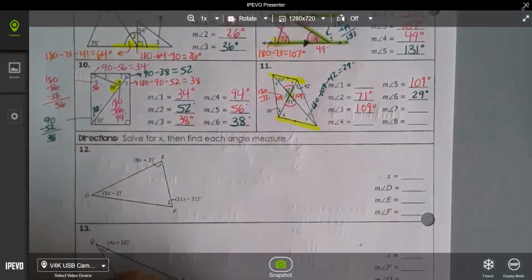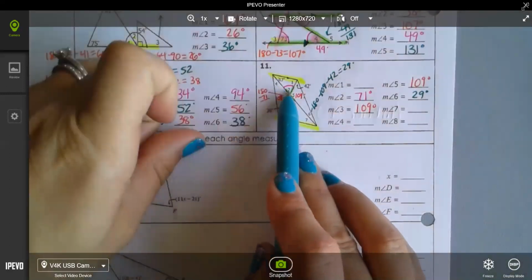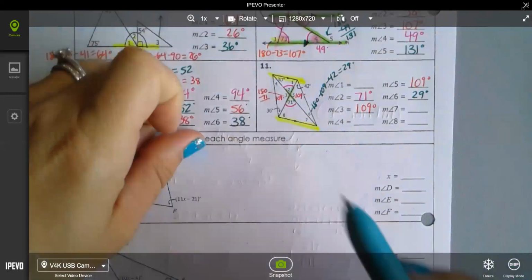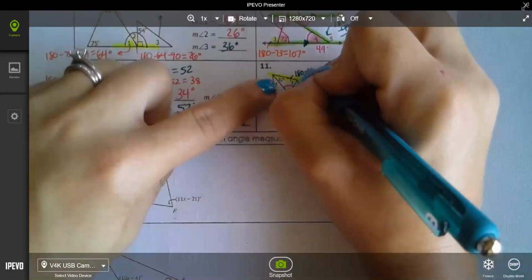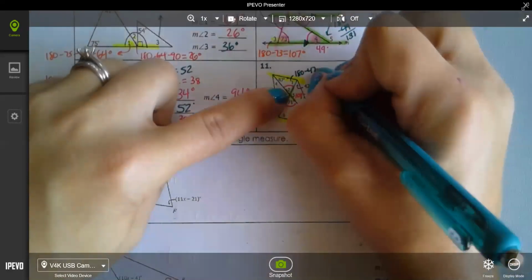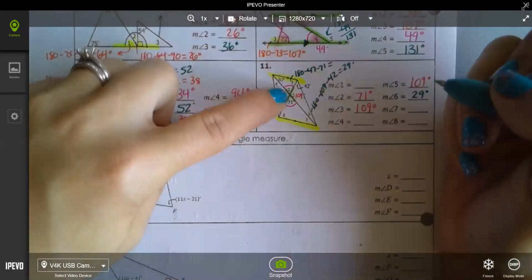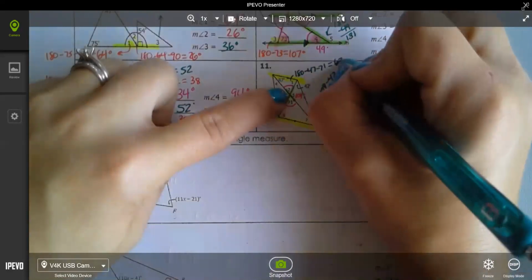Okay, let's see, where else can I go? I know that that's 47, and I know that number 2 is 71, which means I can find out what angle 1 is. That's going to be 180 minus 47 minus 71. And I get 62 degrees.